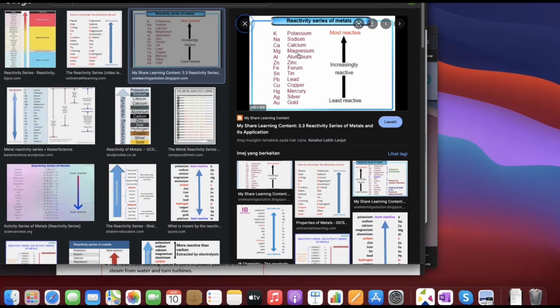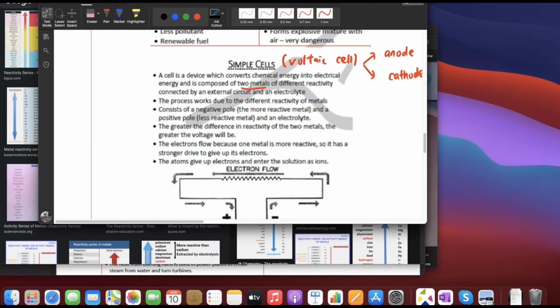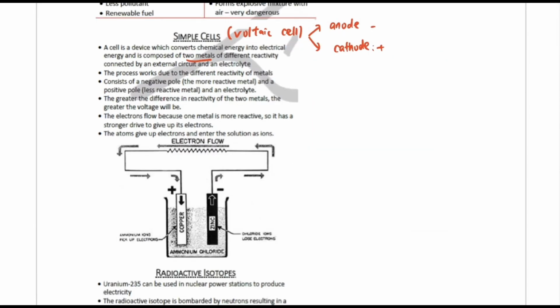Basically, you can see the most reactive metals are those in group 1. Group 2 is kind of reactive also. Group 3, then followed by all this. These are the transition elements. So group 1, group 2, group 3, then some transition elements. That is the reactivity series. If they are more reactive, that means what? Let's say zinc is more reactive than copper. You need to know that the more reactive metals tend to form ions.